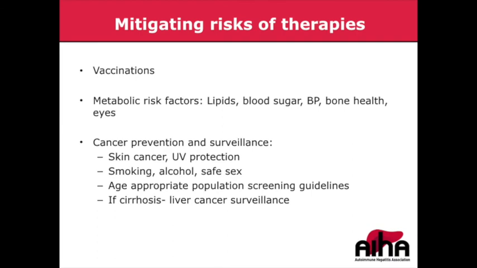And so what do we do to mitigate the risks of treatment? Well, vaccinations are important. We've got to keep up and vaccinate, even if we don't meet the age criteria. So anyone on immunosuppression, we would recommend flu shots annually, pneumonia vaccine, diphtheria, tetanus, pertussis, and keeping up with these on a regular basis. We have to pay attention to some of the metabolic risk factors that we talked about, looking at cholesterols, triglycerides, blood sugars, blood pressure, bone health, eyes, early risk of cataracts if there's long-term steroid use.